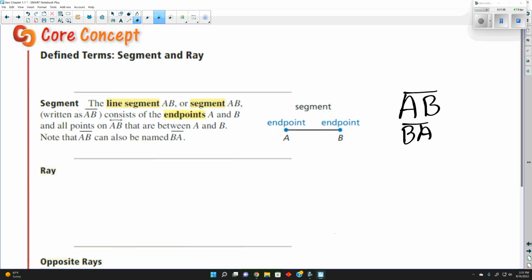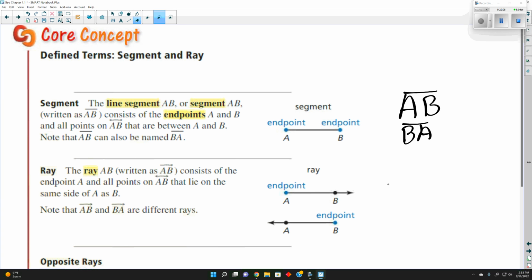Questions on line segments? Not too bad. Mainly what we're learning today is just different types of geometry and how to name them. Now, ray. The ray AB is written as AB with an arrow over it, consisting of an endpoint A and all points on the line AB that lie on the side of B. So rays have an endpoint and continue indefinitely in one direction.